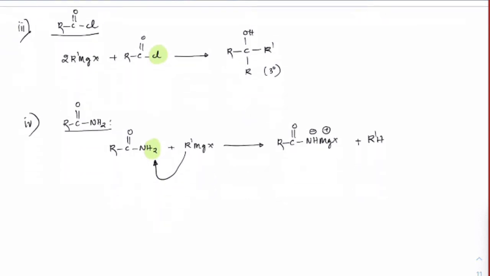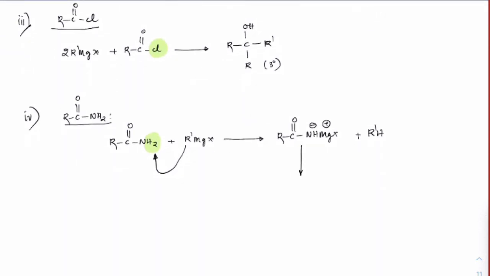Okay. Now here the resonance will become even stronger when you have N minus, right? So the reactivity of carbon decreases. If you have any further RMgX, no reaction will take place after this. Got it? So the reaction will end up at this salt as RC double bond O NH MgX plus. That's all.